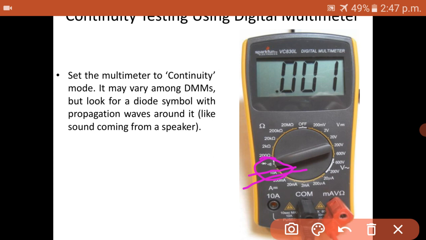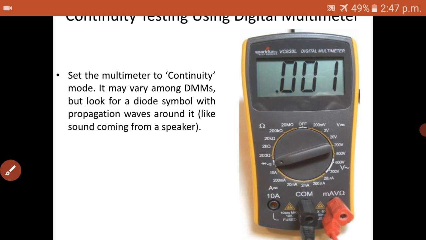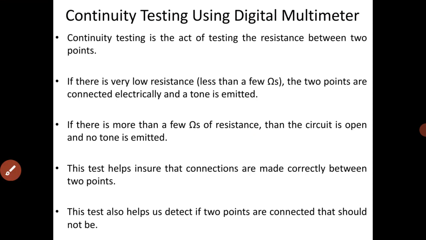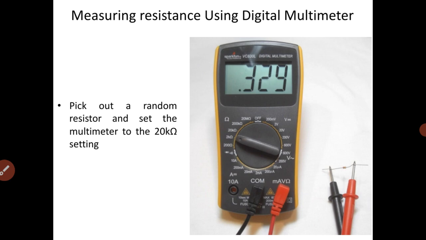Set the multimeter to continuity, like on this diode mode. It may vary among digital multimeters, but look for a diode symbol with a propagation wave around it, like sound coming from a speaker. When the connectivity is right, at that time sound comes from that speaker and we can identify our connections are proper. That's all about the measuring instrument.